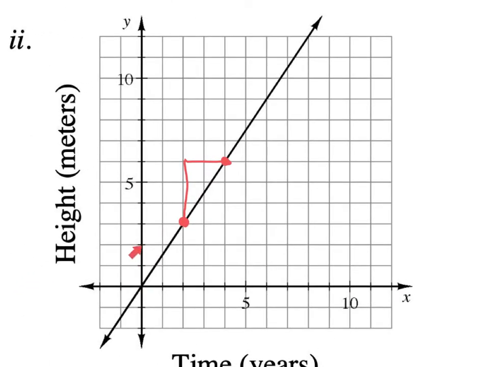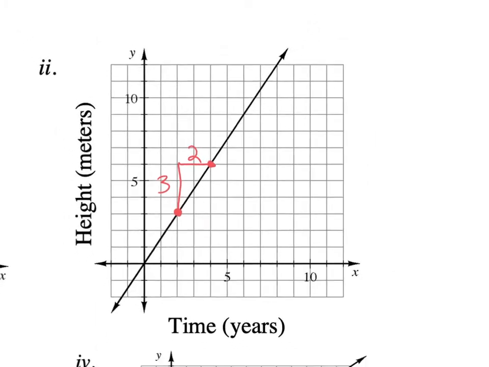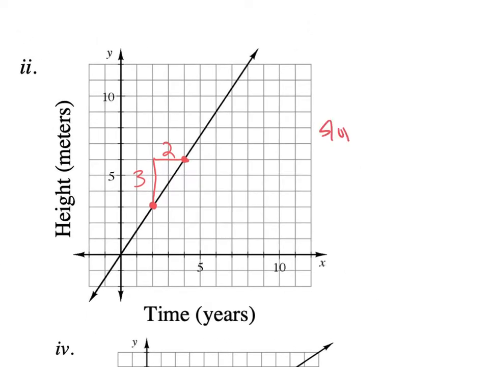Looks like it's going up 1, 2, 3, 4, 5. So my scale here is 5 on the y-axis, and it looks like my scale is 1 on the x-axis. So I should be going up 1, 2, 3 on the y, and I should be going over 2 on the x. So then my slope ratio is going to be that rise over run.